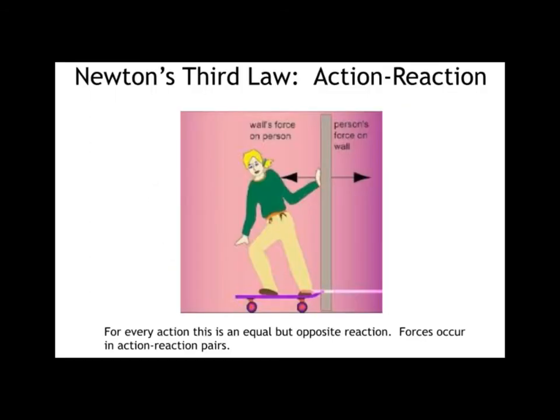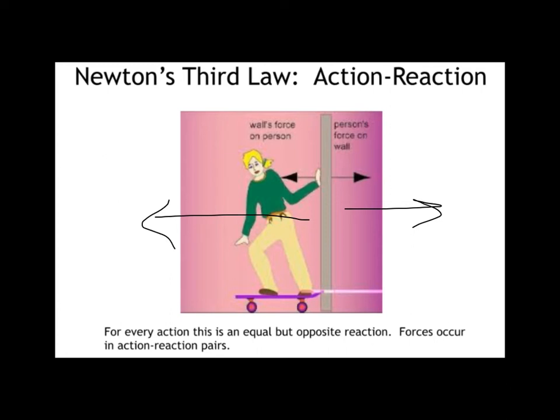The third law is a little bit confusing. Newton's third law is called action-reaction, and here's what it says down at the bottom. For every action, there is, not this is, for every action there is an equal but opposite reaction, and forces occur in action-reaction pairs. Here's what happens. If this girl's on a skateboard and she pushes against the wall, her push is in this direction, but the wall pushes back in that direction.